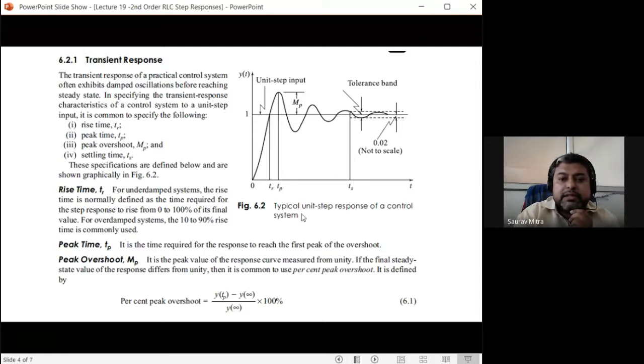The next time we are supposed to study is rise time. What is the rise time? It is the first time when the response touches the input. Okay, so this response is actually crossing the input and going above. So for the first time when the output touches the input, this point is called the rise time.